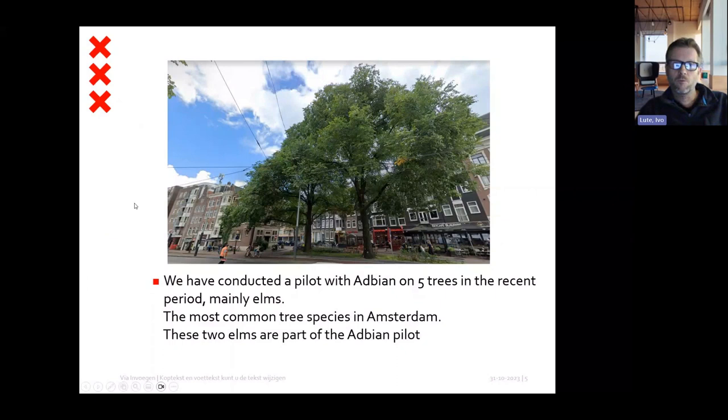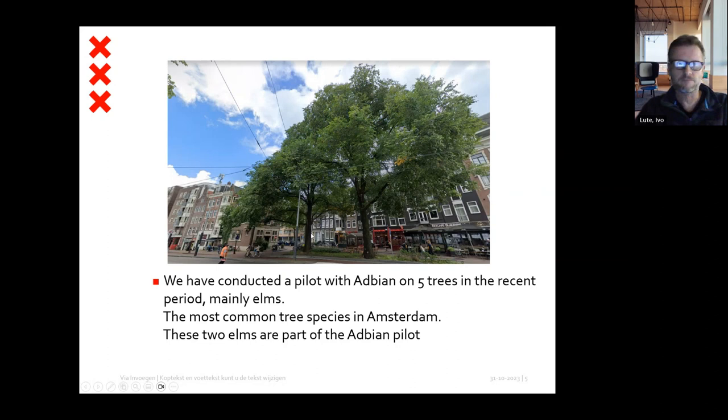We did 5 trees for the Adbian pilot. And I want to highlight these two elms. These are the Ulmus Hollandica Belgica. These two are part of the Adbian pilot. And we did it, I think, 2 or 3 months ago. Also, elms are the most common species in Amsterdam. So that's our choice, because they also have monumental status. So that's why I picked these two out.